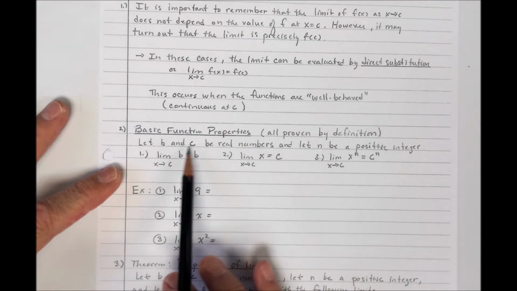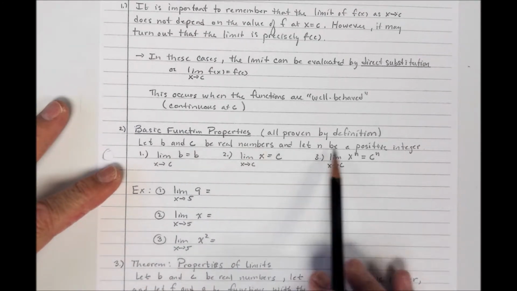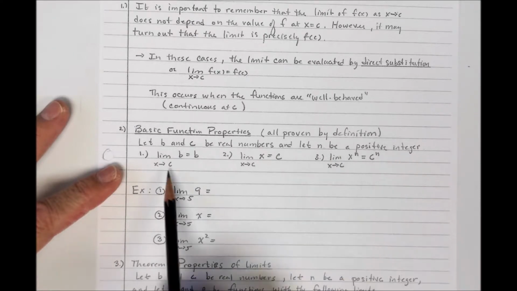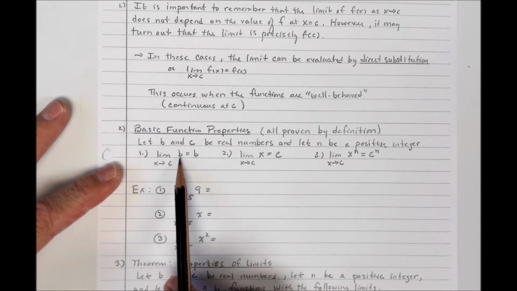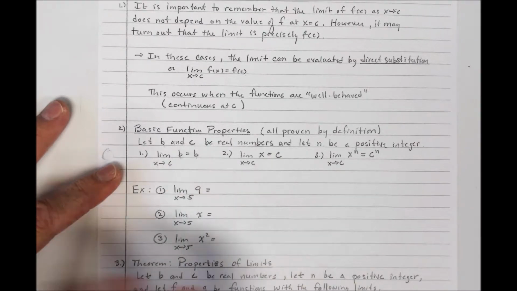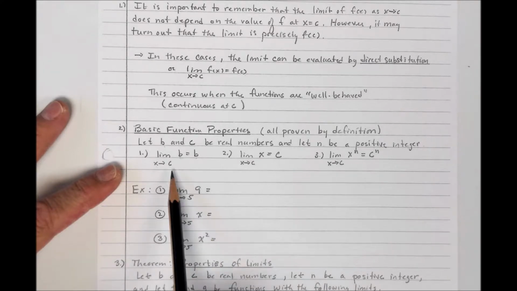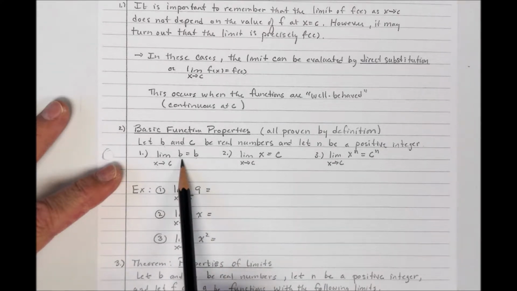It says, let b and c be real numbers and let n be a positive integer. The limit as x goes to c of b is equal to b. Well, that makes sense. If b is a constant, a real number, it's not changing. It's a constant function, a horizontal line. So the limit as x approaches c of b is going to be equal to b.